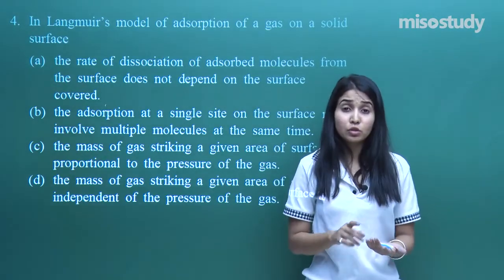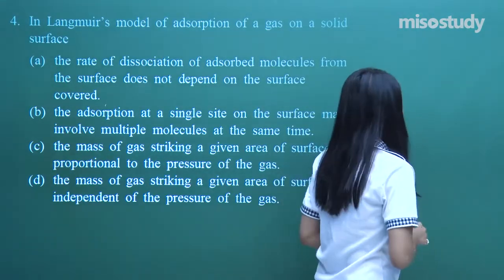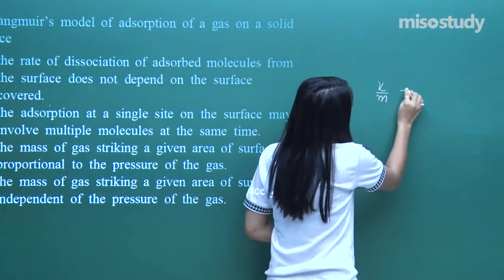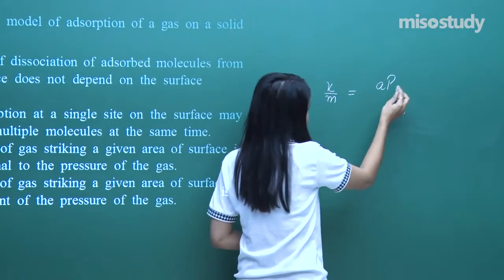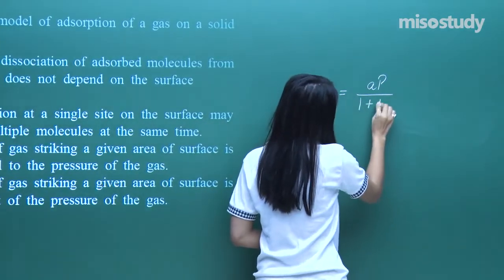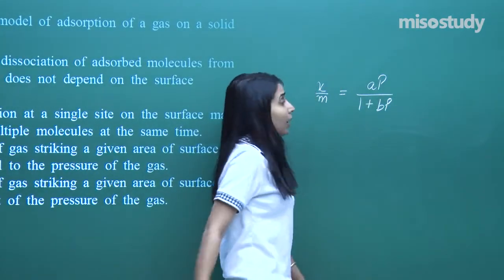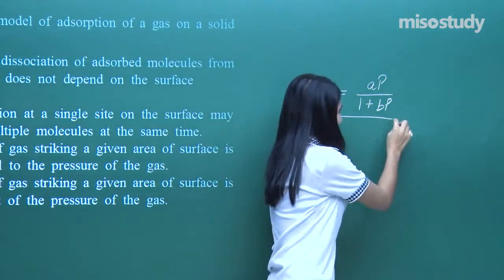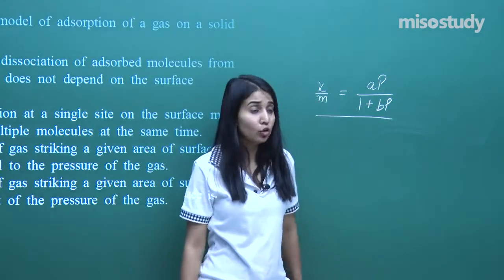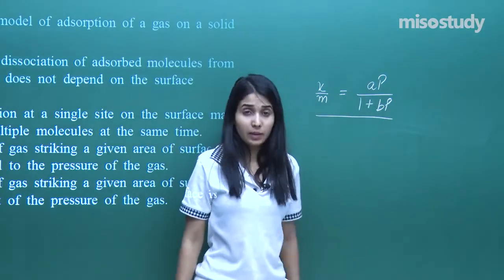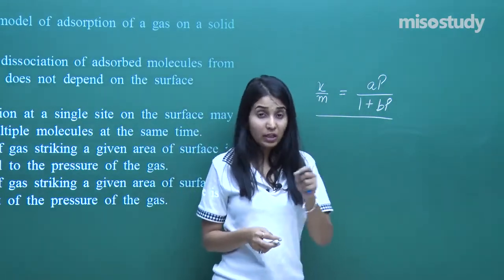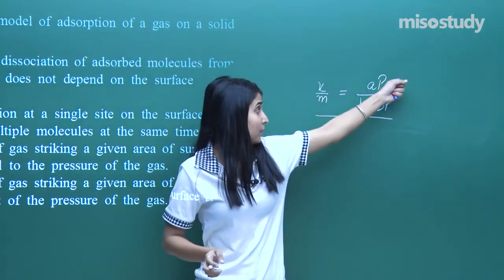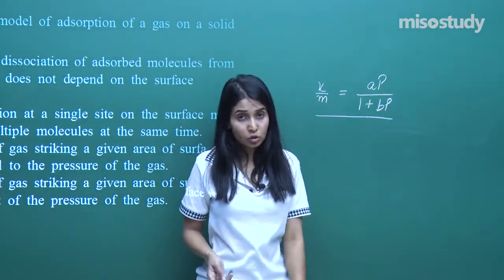Apart from that comes the formula. Now what used to be the formula? x/m is equal to aP upon 1 plus bP, right? I have done this formula. I know that a and b are my constants. They are dependent on the nature of gas, the nature of adsorbent or the adsorbate, and this P refers to my pressure. So what do you see?